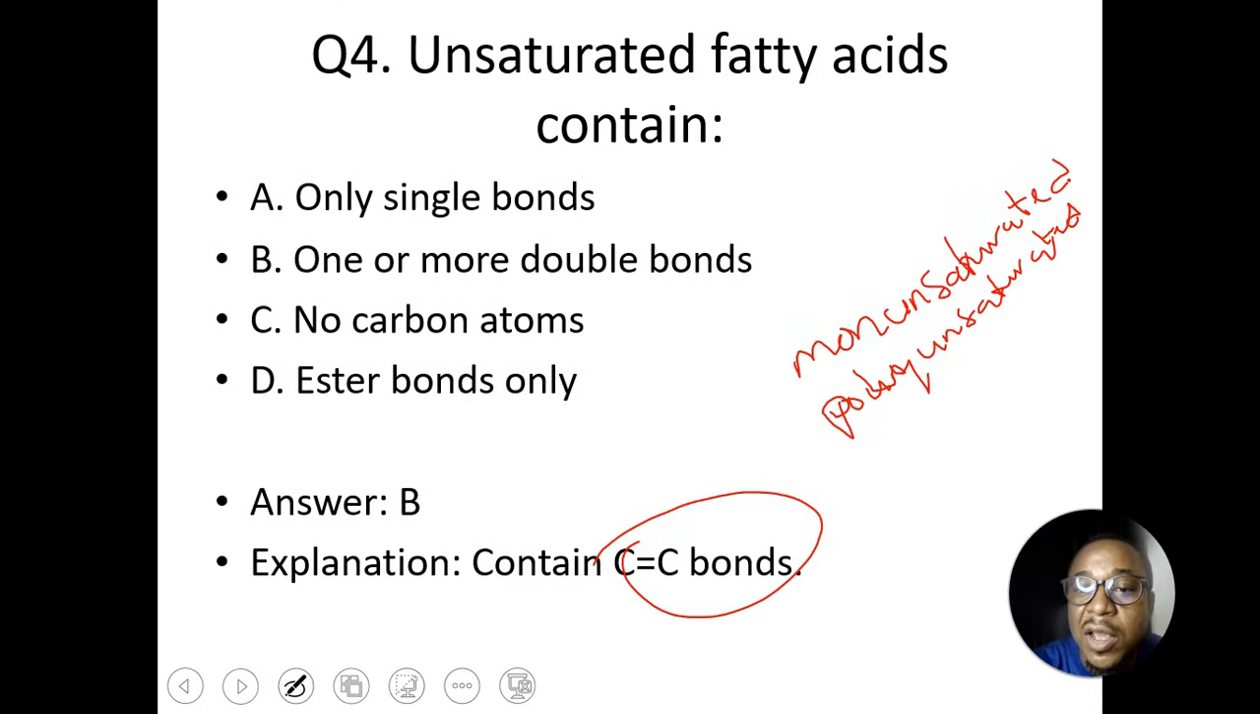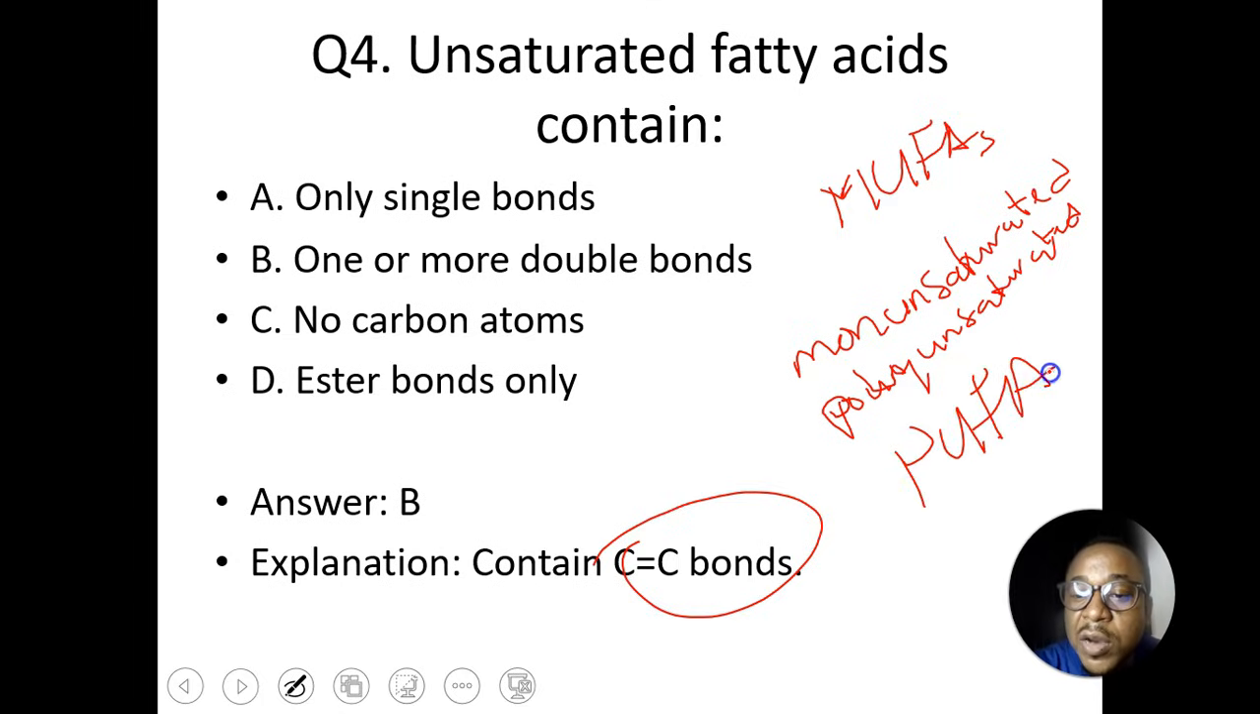So you see something like MUFAs, monounsaturated fatty acids, or PUFAs, polyunsaturated fatty acids, when they have more than one double bond.